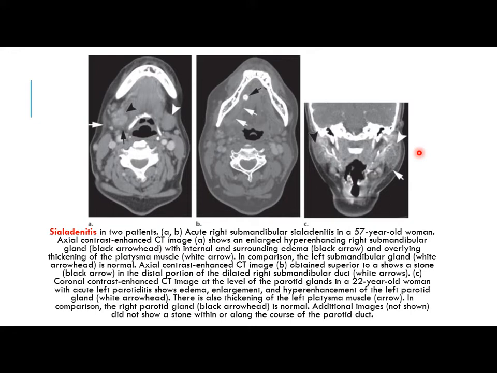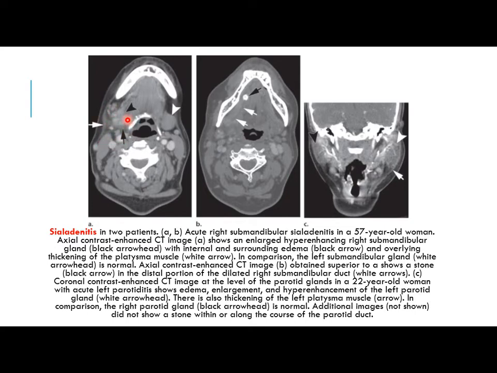And in case of this condition, the sialadenitis, we see it in two patients. The acute right submandibular sialadenitis in a 57-year-old woman. In an axial contrast enhanced CT image, it shows an enlarged hyperattenuating right submandibular gland with surrounding edema and overlying thickening of the platysma muscle, because the platysma muscle is an important landmark, and we can see its thickening when there is an underlying inflammatory process.